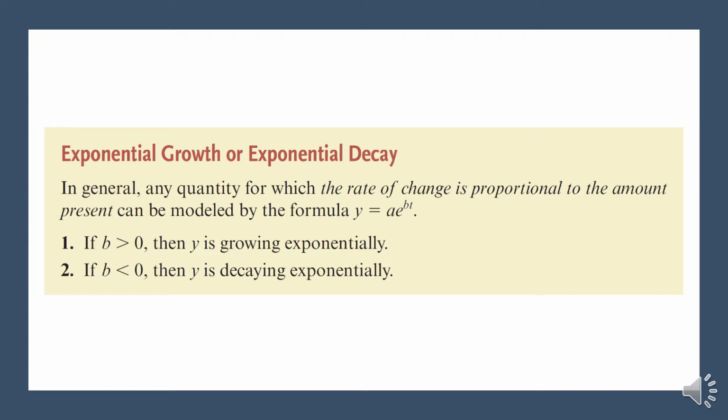Now the difference is that if your value of b is positive, or greater than 0, then y is growing exponentially. But if your value of b is less than 0, or if b is negative, then y is decaying exponentially. So a really easy way to figure out if you're dealing with exponential growth or exponential decay is just to look at the value of b.